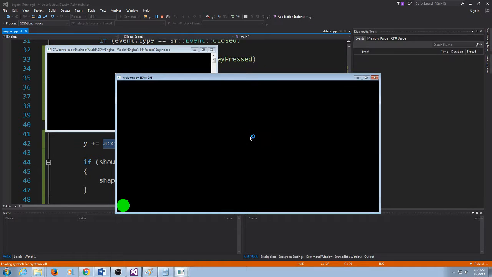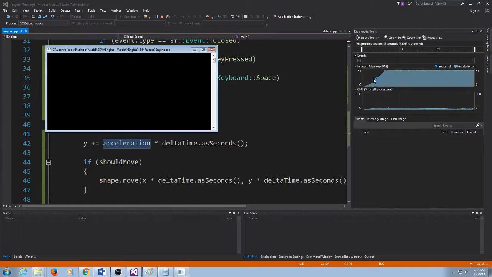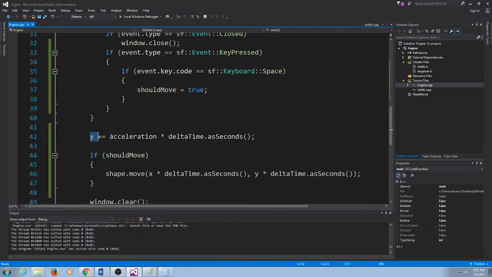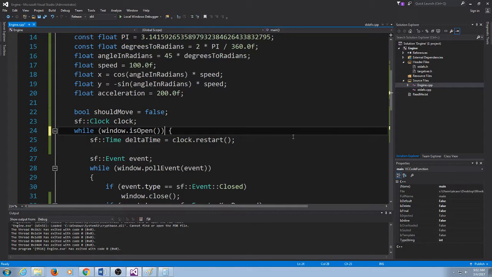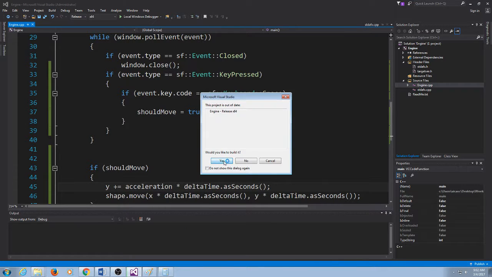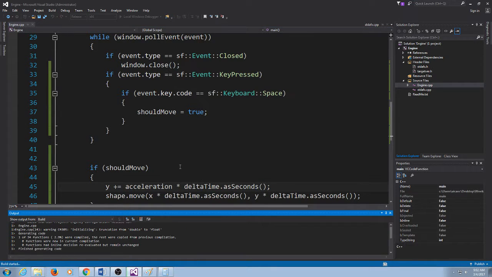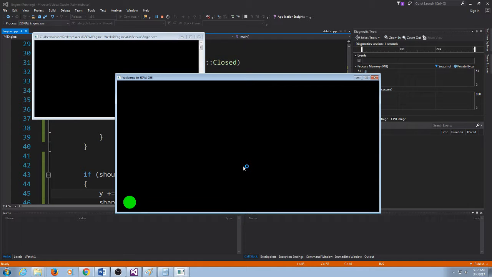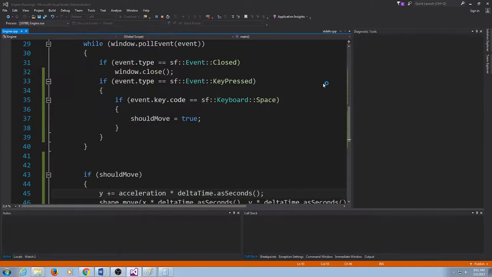So now, here's my ball. I'm going to also make sure this is inside my if statement, because if it's not inside my if statement, my velocity is getting adjusted, even though I'm not moving the ball. So what I should see here is the ball goes up and goes down ever so slightly.